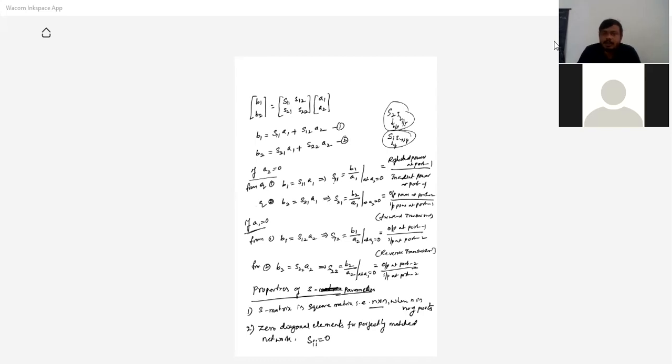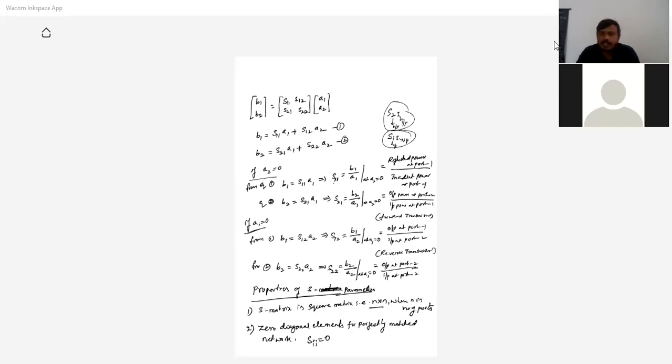If Sii is 0, then in the matrix the diagonal elements are 0. Suppose S11, S22, S33, S44 are in the diagonal of the matrix. All these diagonal elements are 0. So that is the zero diagonal elements for a perfectly matched network.